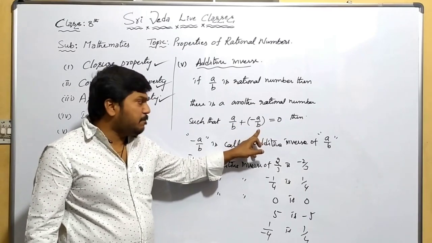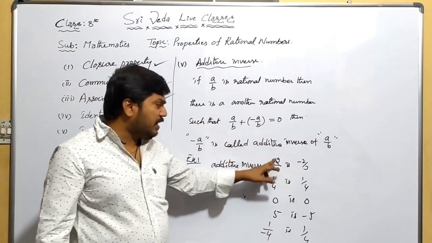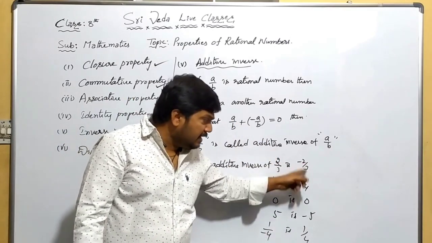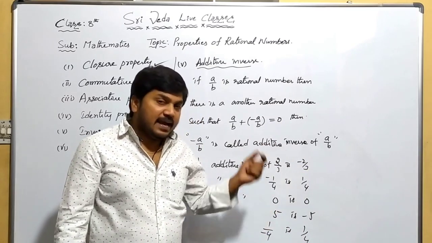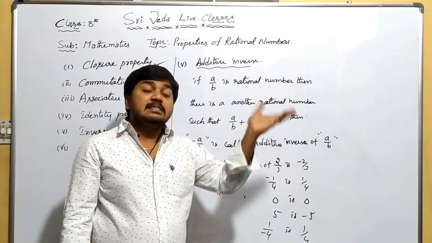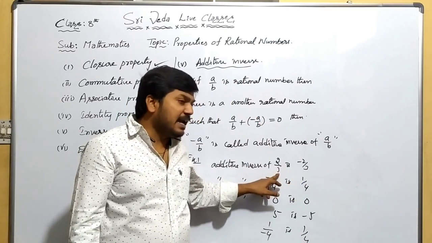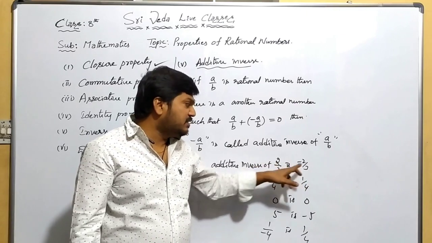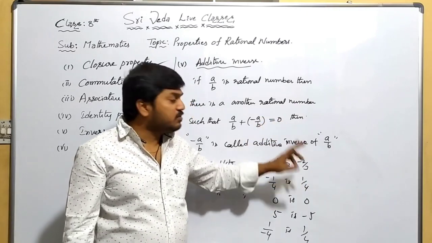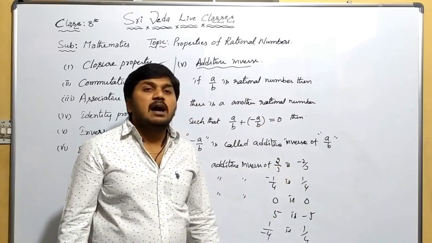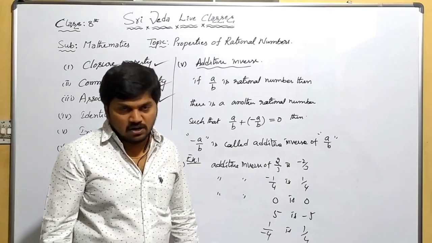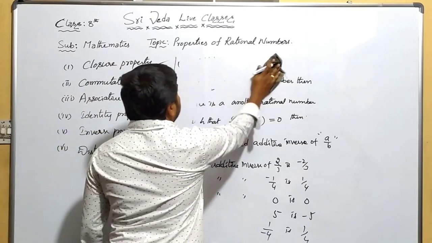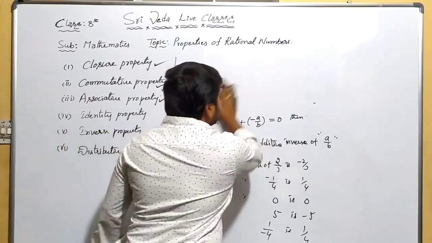If you take any one number, say 2 by 3, it is a rational number, and minus 2 by 3 is also a rational number. There is one more rational number, minus 2 by 3. The sum of these two is equal to 0. So that's why each one is called the additive inverse of the other. Okay, understood? So rational numbers satisfy the inverse property.